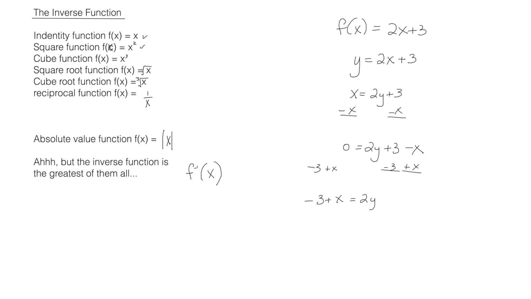And I'm going to switch places because I like to have my y stuff on the left side. The thing I'm solving for, my brain works best when it's on the left side. The 2y equals x minus 3. Just put the x in front of the 3. Now divide by 2. Both sides divide by 2. You get y equals x minus 3 over 2. And this is the inverse function. Tell me that's not cool.